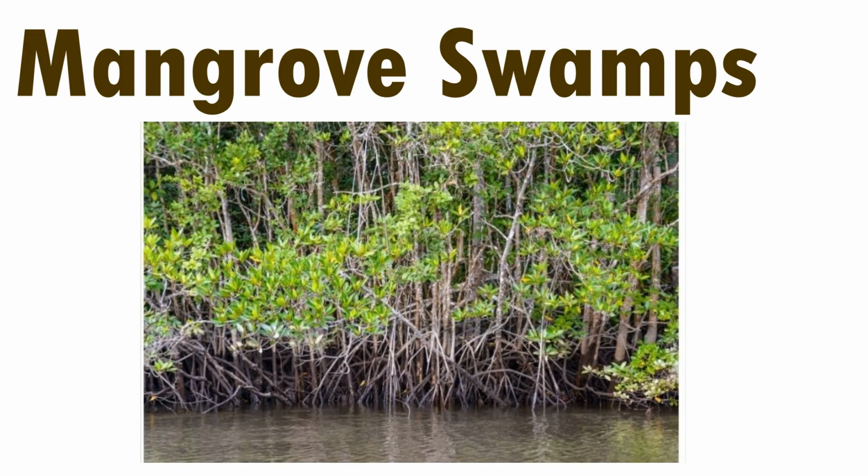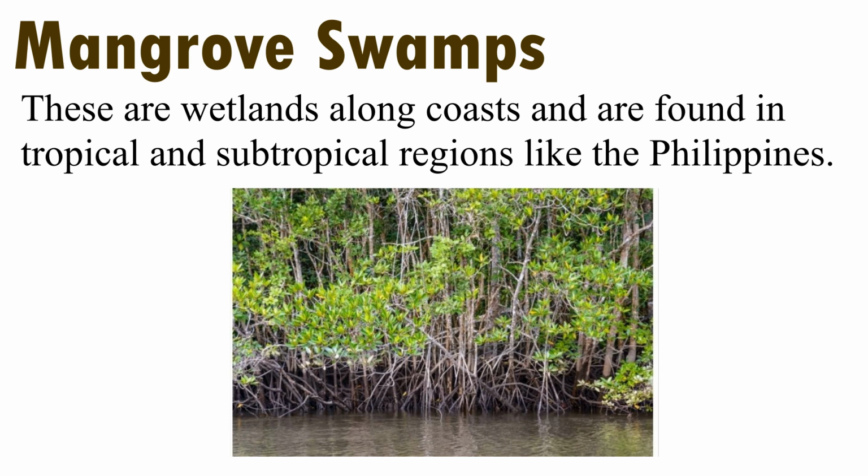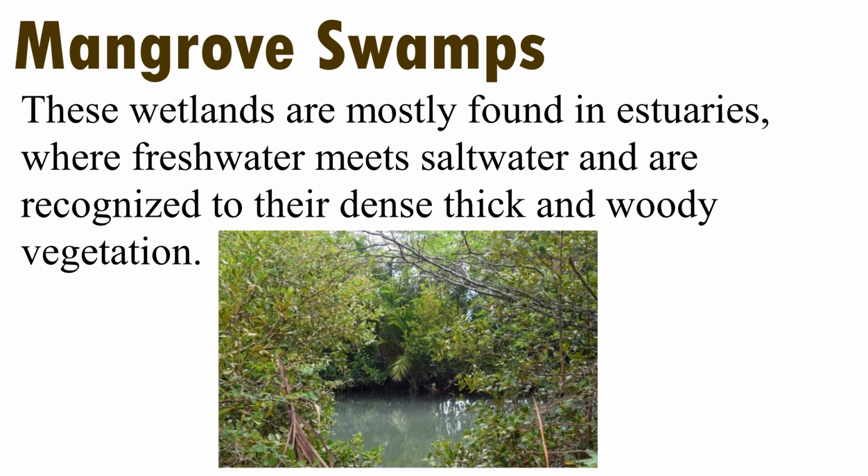Mangrove swamps. These are wetlands along coast and are found in tropical and subtropical regions like the Philippines. They are characterized by salt-loving trees, shrubs, and other plants. These wetlands are mostly found in estuaries where fresh water meets salt water and are recognized for their dense, thick and woody vegetation.